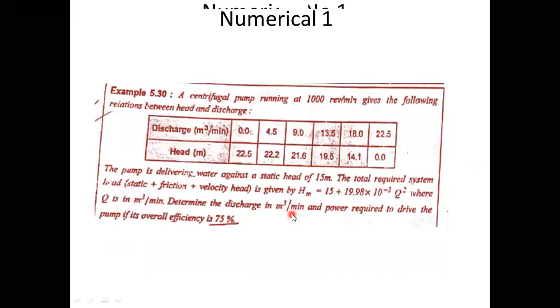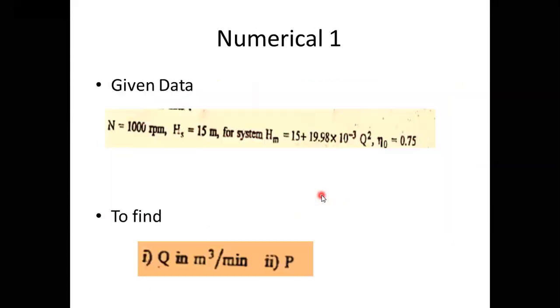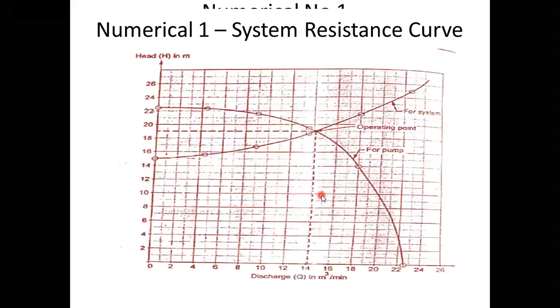The basic procedure: first of all, you take this particular given table, then find out the tabular value for the actual HM, and plot the curve. At the intersection point you find the respective values of discharge Q, and for further finding any value, that is power, efficiency or specific speed, you have to use this head and discharge value at the operating point.